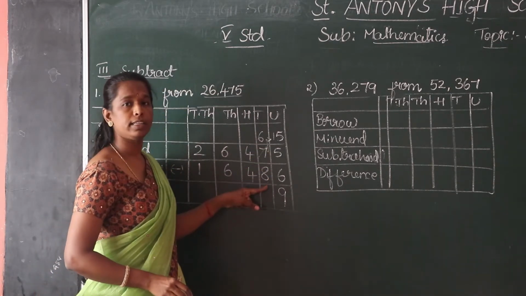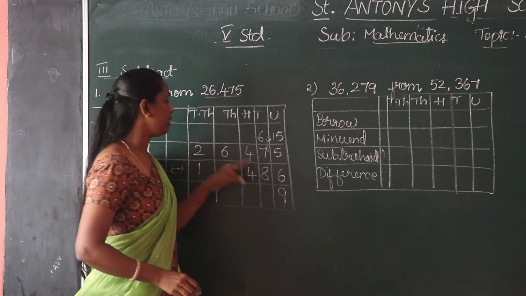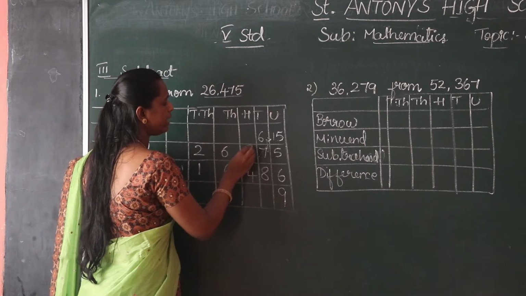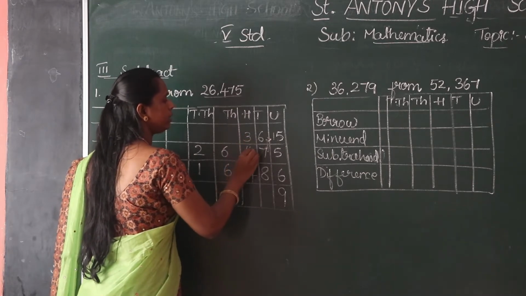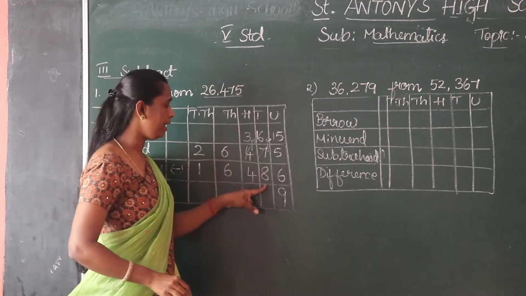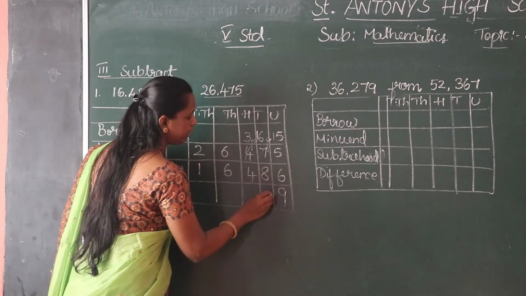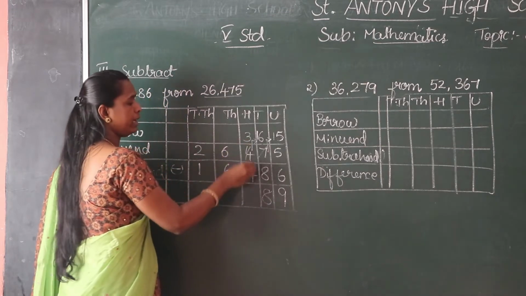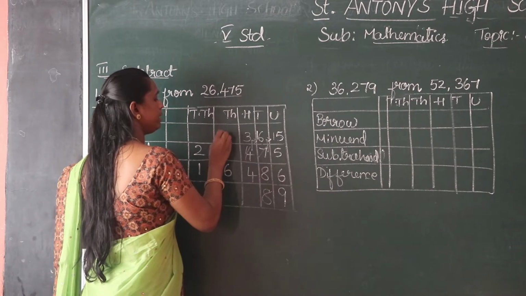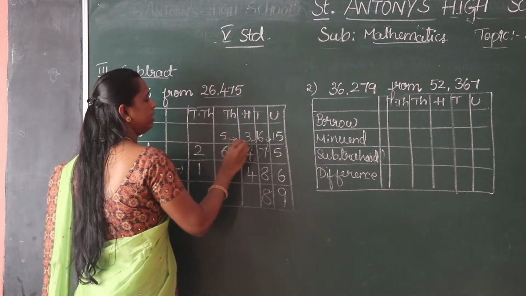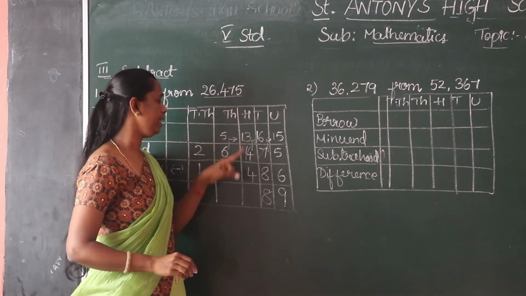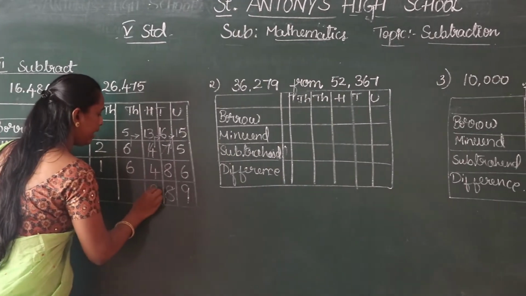Here 6 minus 8 is also not possible for subtraction. Take a borrow from the hundreds place. So 4 becomes 3, and this 6 becomes 16. Then 16 minus 8 is 8. Then 3 minus 4 is also not possible. Take a borrow from the nearest place. This 6 becomes 5, and this 3 becomes 13. 13 minus 4, you get 9.